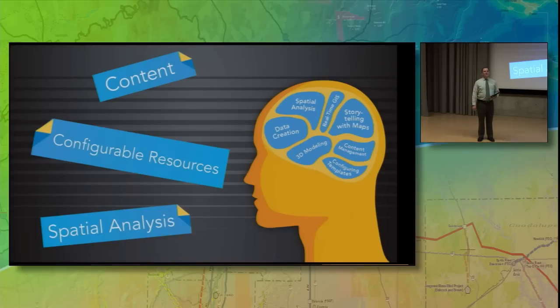And configurable resources are a great resource, and they've come a long way in recent years. You can use these resources to quickly deploy focused, easy-to-use applications to get information out to people. And spatial analysis is the core of GIS. It helps people make better decisions. We're going to look at ways to use Web GIS to do spatial analysis and share the results of that analysis in easier ways than ever before. So we've got a lot of stuff to get to, so let's jump right into it.